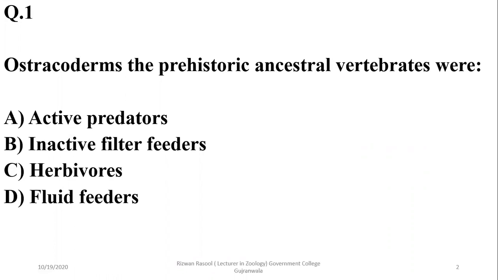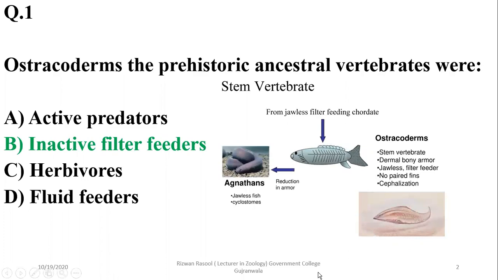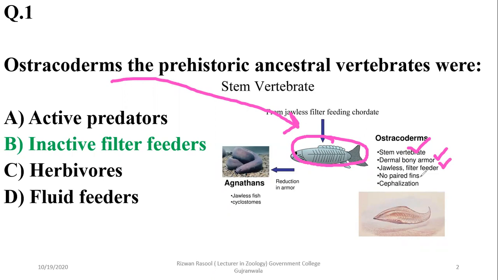It's about the evolution of fishes from ostracoderms or ancestral fishes. Ostracoderms are the prehistoric ancestral vertebrates, and they were basically inactive filter feeders. As you can see over here, the ancestral stem of the vertebrates, which are considered as ostracoderms, were stem vertebrates with dermal bony armor, jawless, filter feeders, with no paired fins, and cephalization. Some of the characters are shown over here. So the right option will be beta.